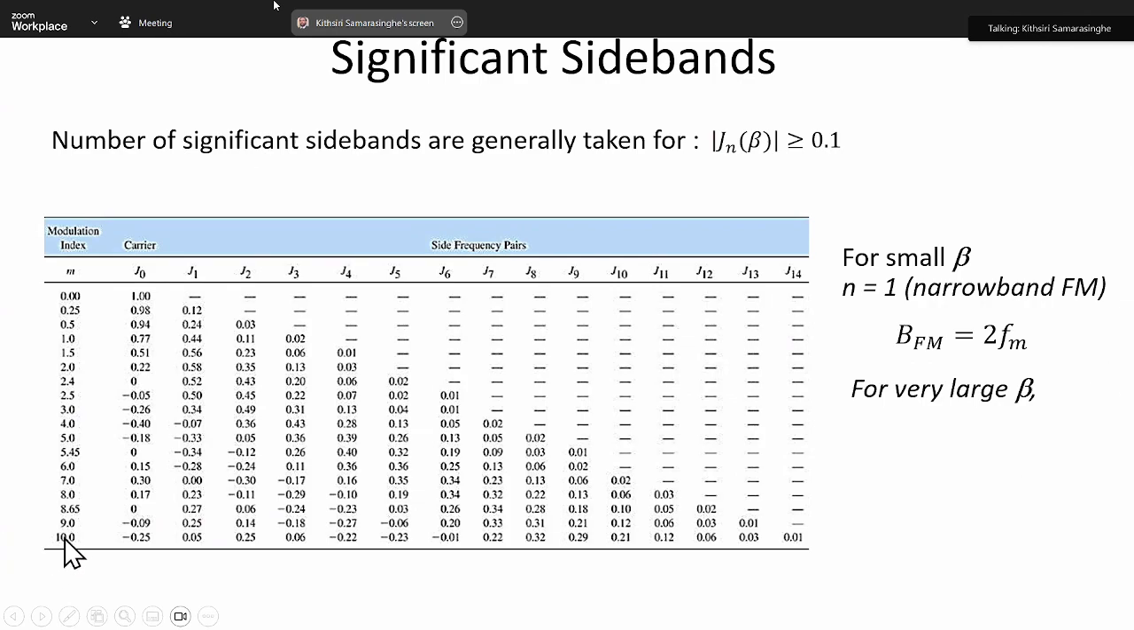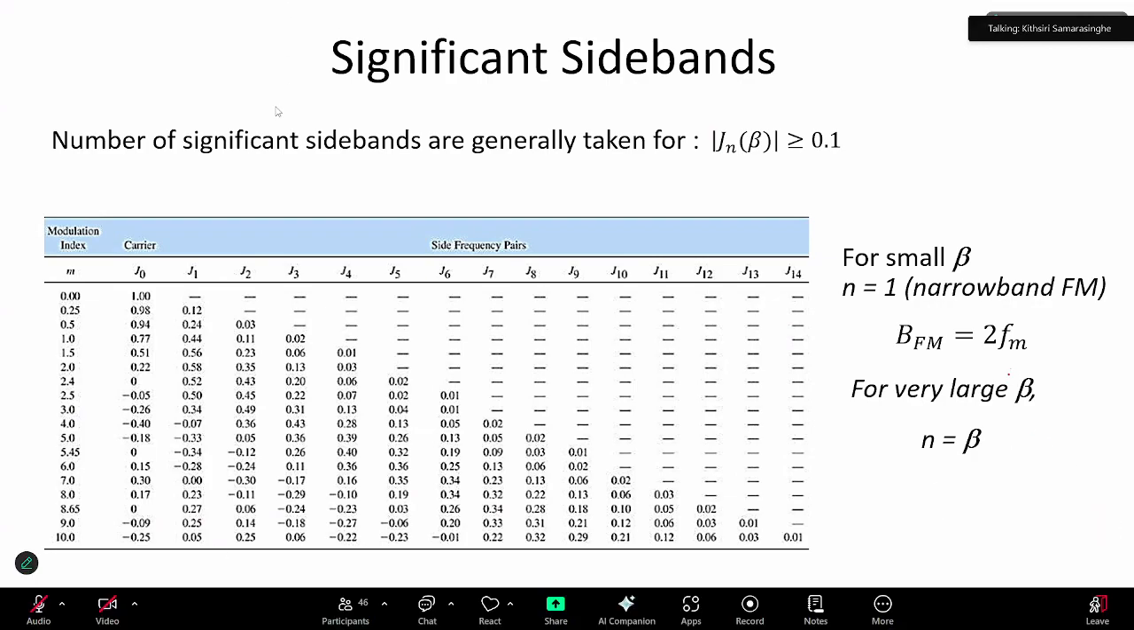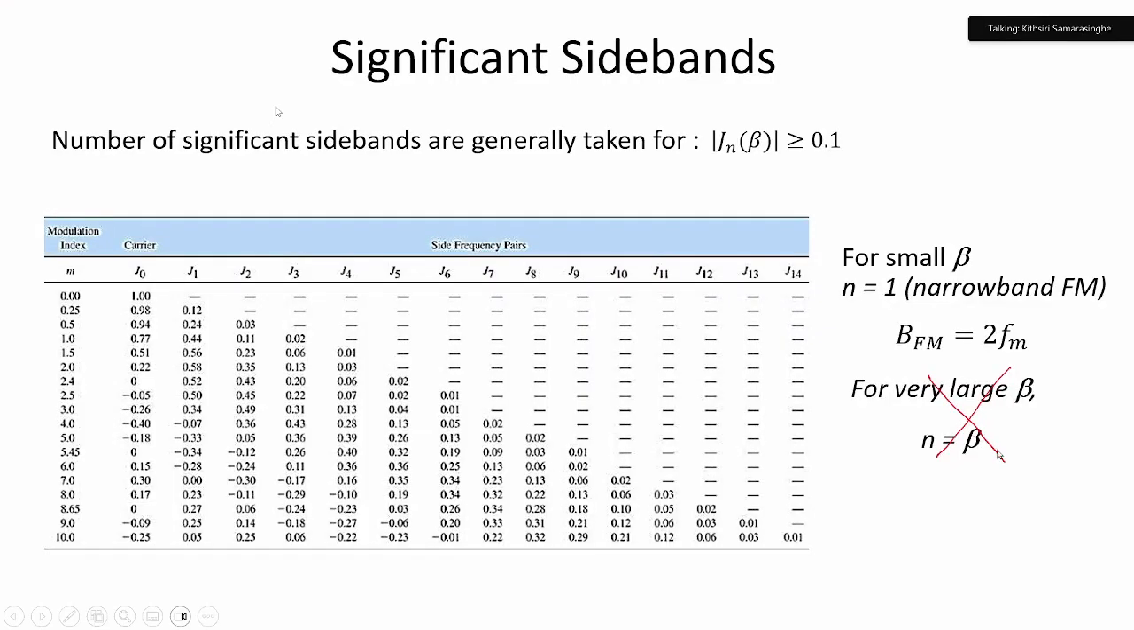But if beta is higher than that, let us say very large beta values like beta equals 10, 20, etc., the number of significant side frequency pairs will be the same as the beta value. We will not be using very large beta anyway, because for very large beta, bandwidth is not practically possible. We will be using moderate beta values. This is for large beta values, right?